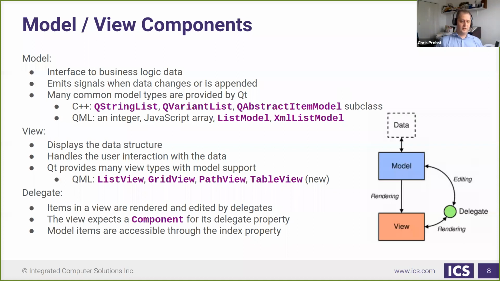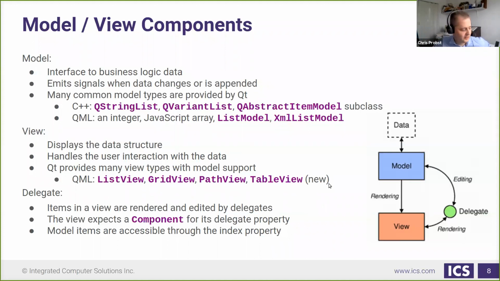Notice that here in the view, I've listed list view, which is a list of items. So there's just rows. There is grid view, which is a bit like a list view, but it is a grid, a two-dimensional grid. There is path view if you want to have your items, so your delegates, displayed following a specific path. Now, recently, table view was added. So table view is your typical Excel row and column sheet.